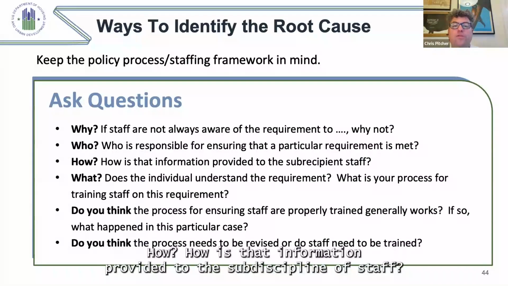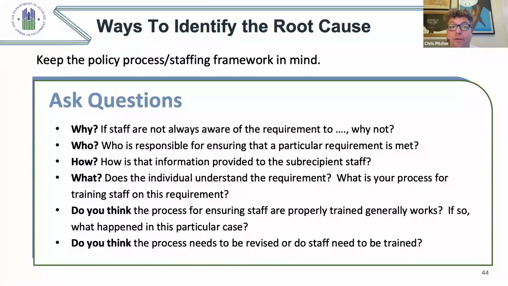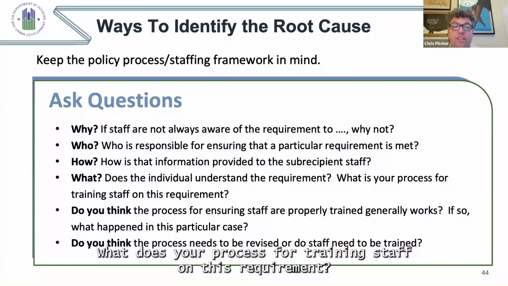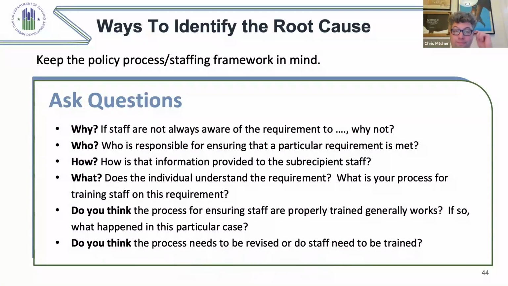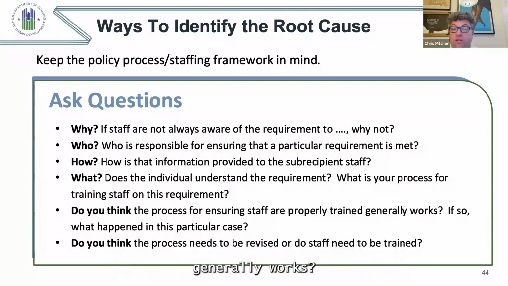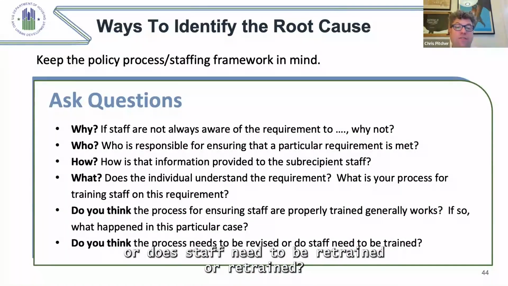How? How is that information provided to the subrecipient staff? What? Does the staff understand the requirement? What is your process for training staff on this requirement? Do you think the process for ensuring staff are properly trained generally works? If so, what happened in this case? Do you think the process needs to be revised, or do staff need to be trained or retrained?